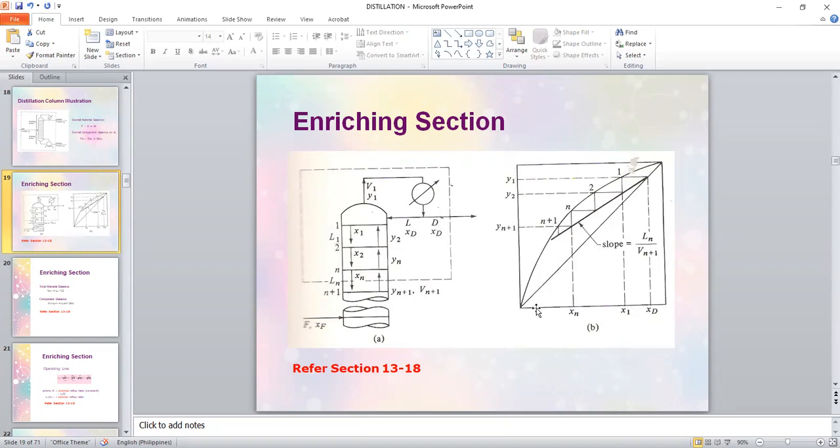If this is our equilibrium diagram, let's say for example for benzene and toluene, this is the curve that gives you, in a picture manner, the relationship between X and Y. The enriching section operating line is this line. It's the first thing that is being drawn in here, the enriching section operating line.